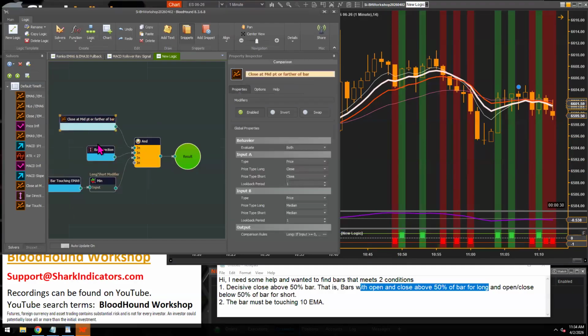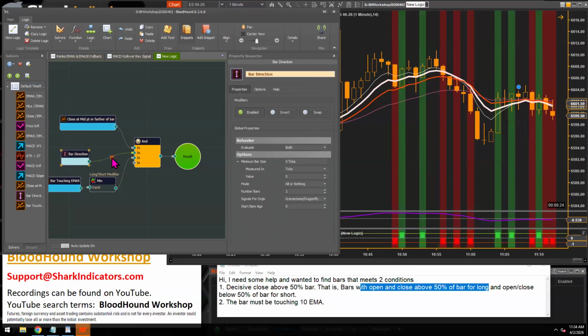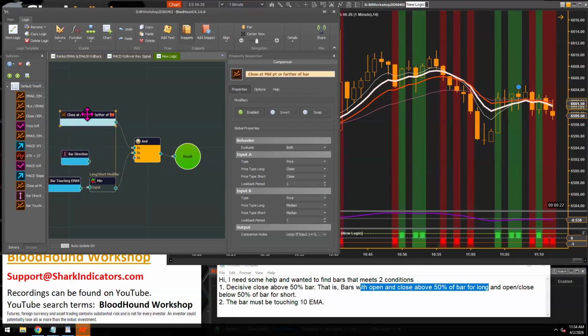So I'm guessing maybe the bar direction is not critical within this, so I'll disconnect it there. All right, so here's what's checking to see if the close is above or below. And so let's make a copy of this guy and we'll paste it right there.